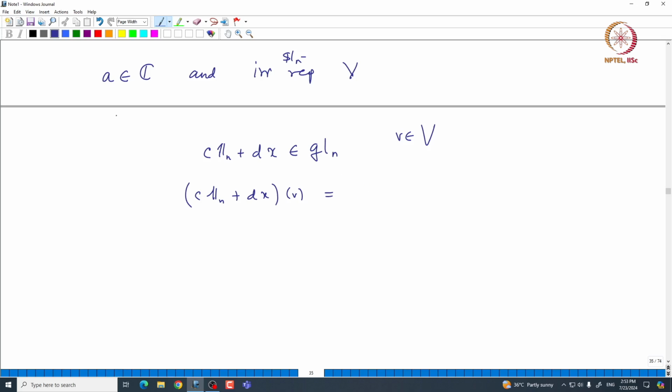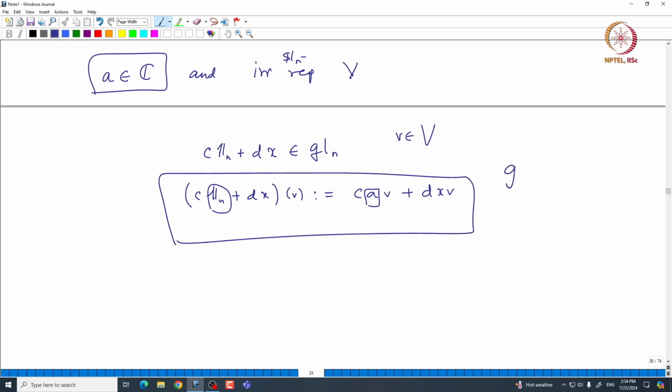So let's use this scalar A. Then this is exactly c A times v plus dx v. Okay. So the identity n by n matrix acts as this A, that is what you are using, and for the remaining things you just extend the SLN action that you already have. Then it is easy to see that this indeed defines a GLN action on capital V.